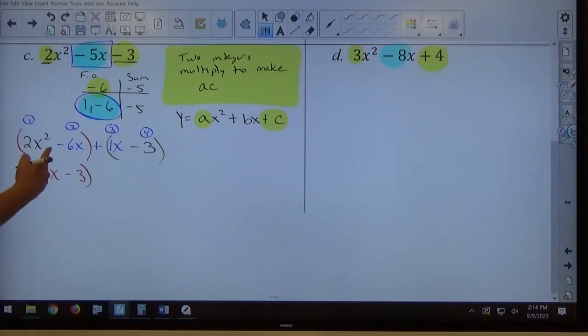So again, I just see what's common, divide by it. So 2 divided by 2 is 1, x squared divided by x is x. 6 divided by 2 is 3, x divided by x cancels, minus because it's minus.